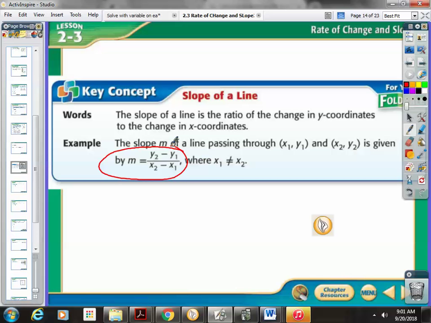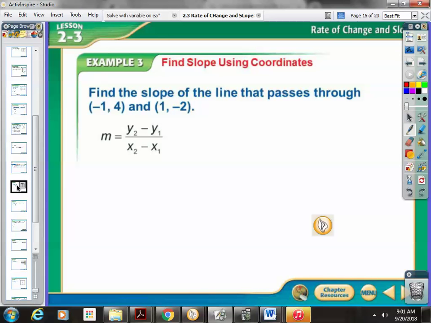This formula can be used to find slope if you're given two ordered pairs. Or if you're given a graph, you could pick out two ordered pairs and find slope this way. So let's just first start by finding slope. It says to find the slope of the line that passes through negative 1, 4 and 1, negative 2. We have two ordered pairs.